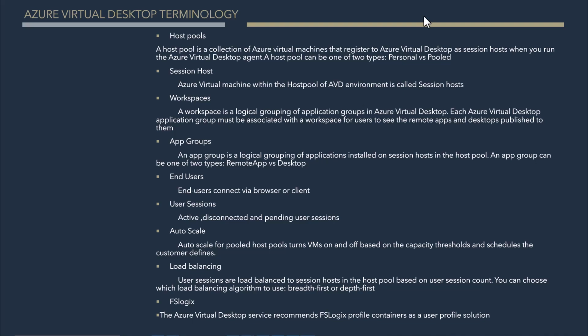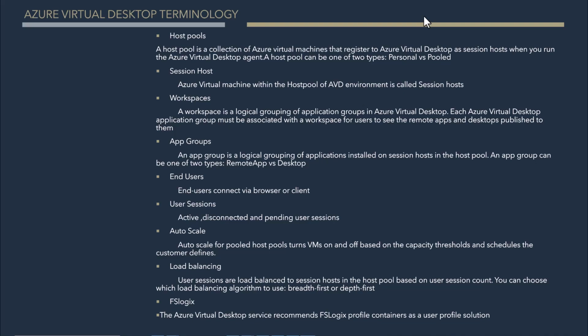User sessions: there are three session states. Active means the user is working on it right now, connected and active. Disconnected means the user just disconnected and is not actively working on it. Pending means the user is trying to connect but is still pending and not able to connect.